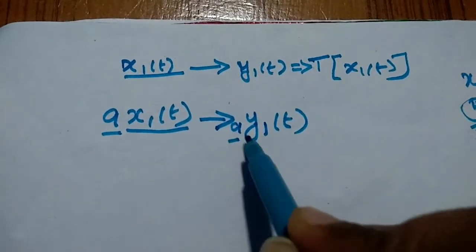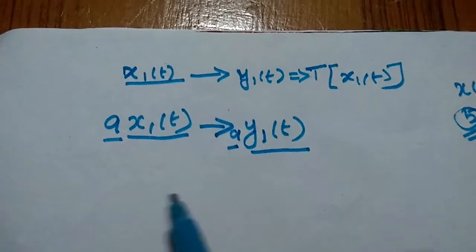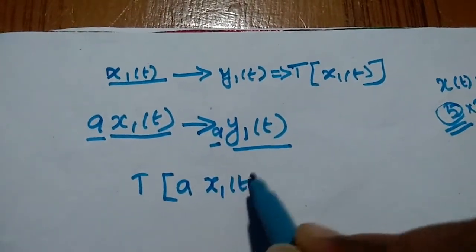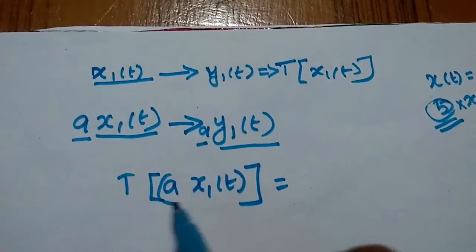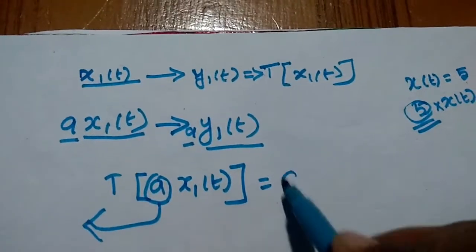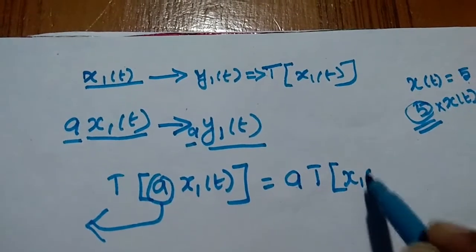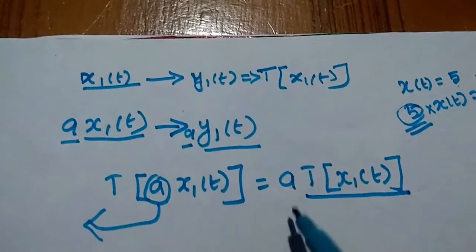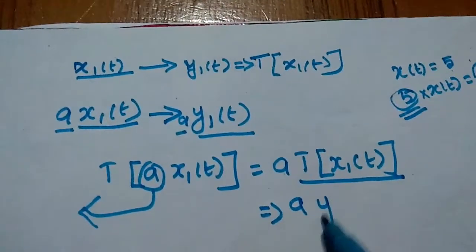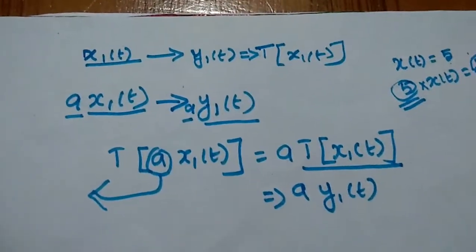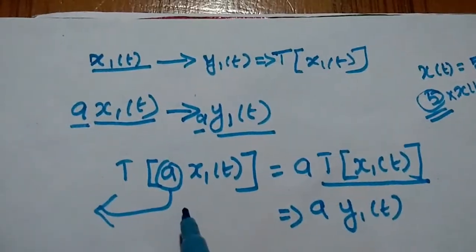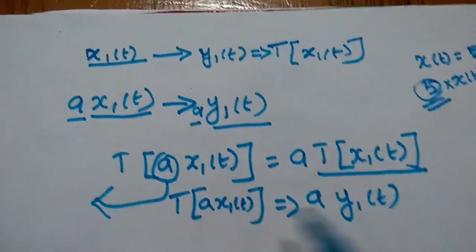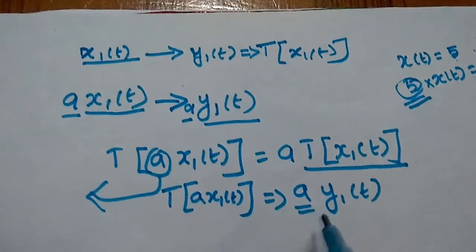So for the signal a x1 of t, the output can be written as a into y1 of t. How? Because the transformation of a into x1 of t equals a times the transformation of x1 of t, as we can take the constant a outside. The transformation of x1 of t is nothing but y1 of t, so we can write a into y1 of t. For the input a into x1 of t, the output is multiplied by the same weight.